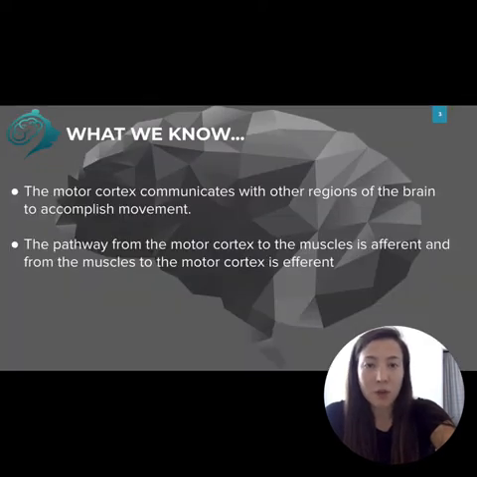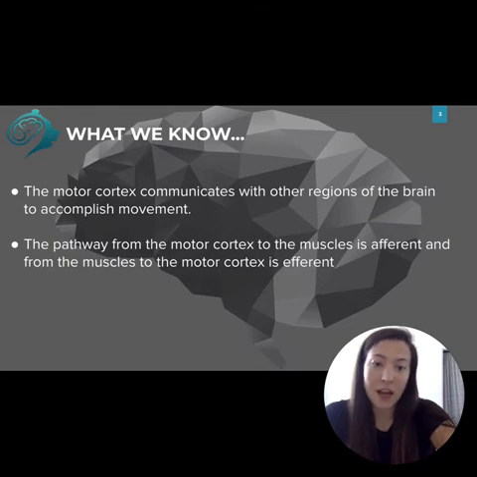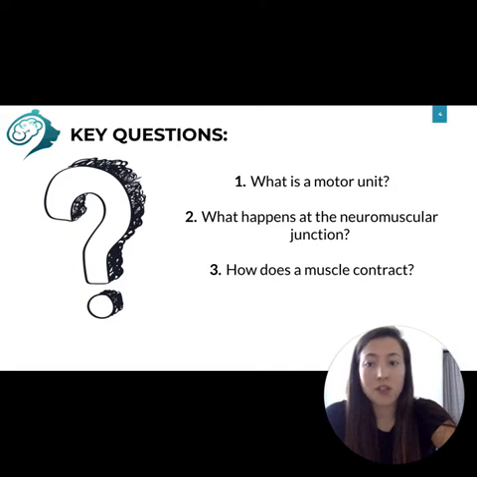So we know that the motor cortex communicates with other regions of the brain to accomplish movement, and we know that the pathway from the motor cortex to the muscles is afferent, and from the muscles to the motor cortex is efferent. Our questions for this lesson are: what is a motor unit? What happens at the neuromuscular junction, and how does a muscle contract?